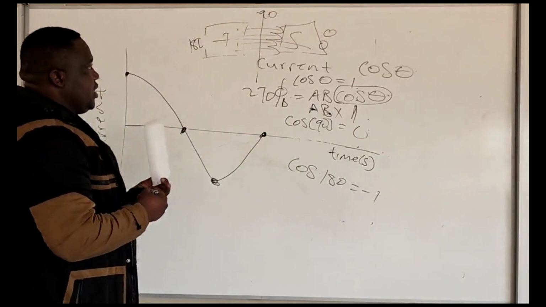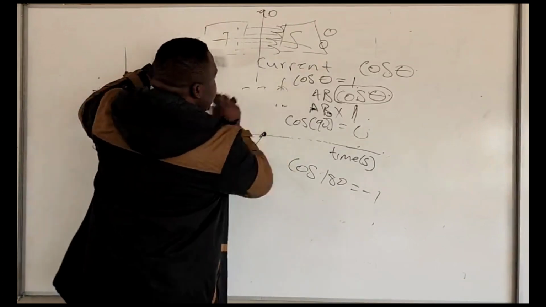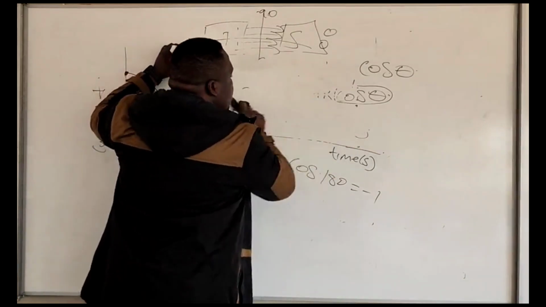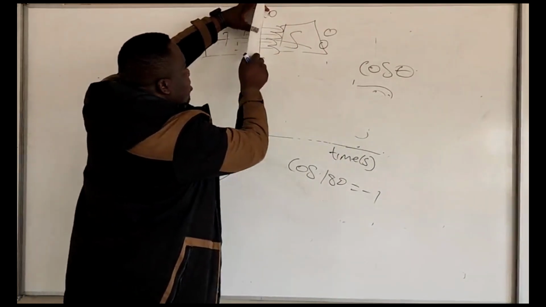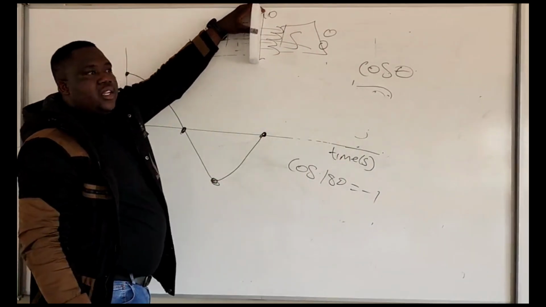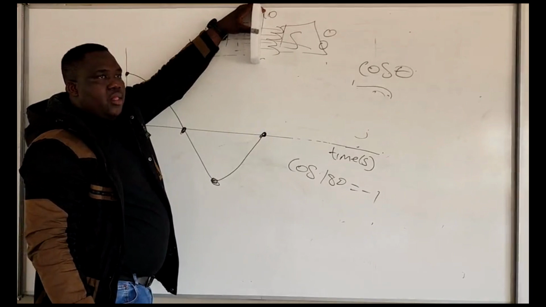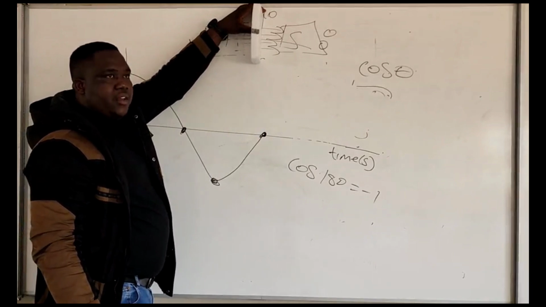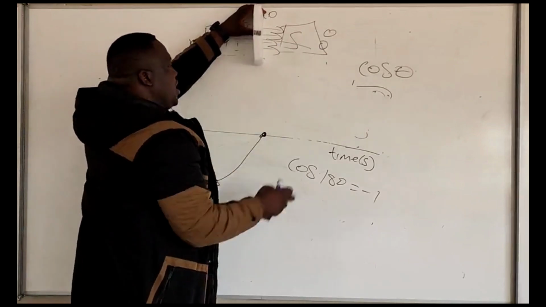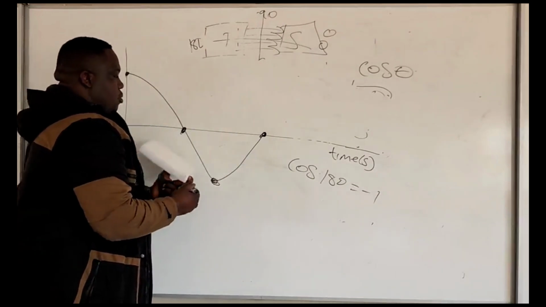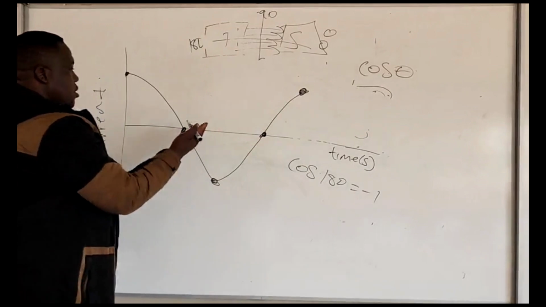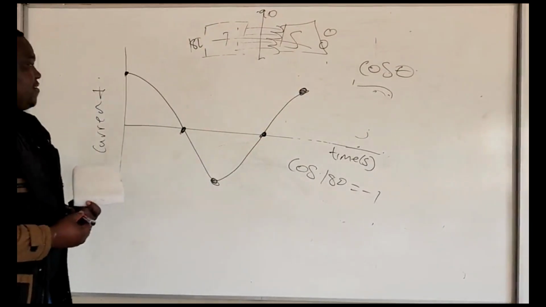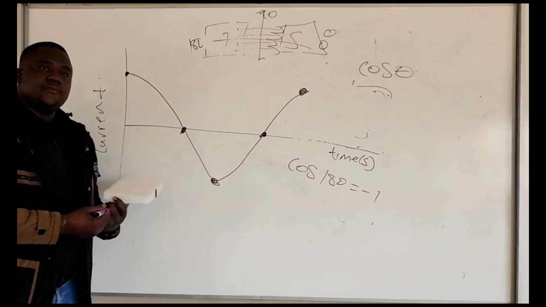Then we're in the last stage. In the last stage, it is returning back to where it started, returning back to 0. What is the angle between the magnetic field line and the normal line now? It is 0. Then we're going to get a maximum value just like that. Now, they will produce the graph for current and time.